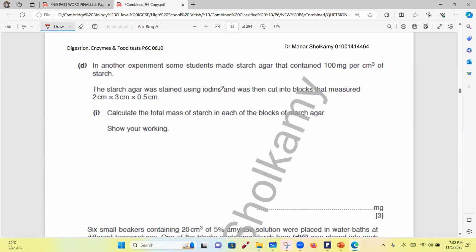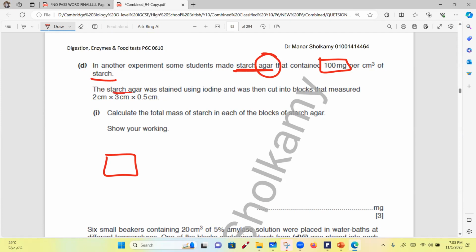Okay, now, in another experiment, some students made starch agar that contained 100 milligrams per centimeter cubed of starch. Now, I think I showed you what agar is. Agar is something like jelly, okay? So they made a cube of starch agar that contained 100 milligrams per centimeter cube of starch.